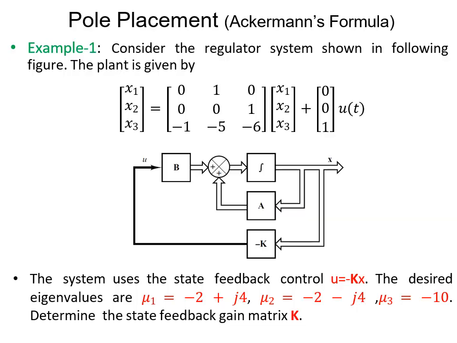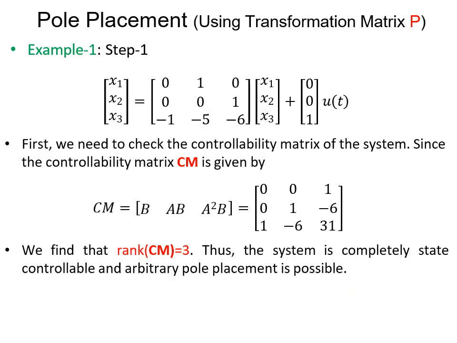For the same example we considered before, we now use the Ackermann formula to obtain the K matrix. Those are x1 dot, x2 dot, x3 dot. First of all, we check system controllability using the controllability matrix B, AB, A squared B, and check its rank by getting its determinant. If it is not equal to 0, then the system is full rank, and the rank here is 3. The system is completely state controllable, and pole placement is possible.